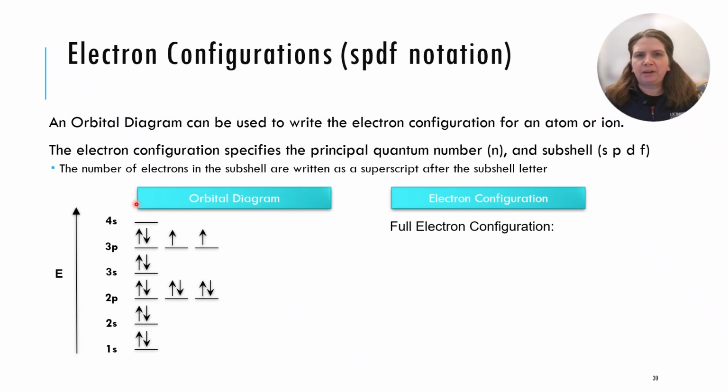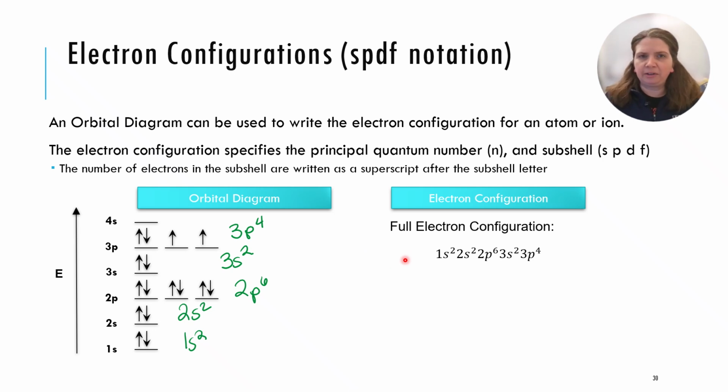Using our orbital box diagram, we can write the full electron configuration by listing each subshell and the number of electrons it contains. 1s2, 2s2, 2p6, 3s2, 3p4. This is called a full electron configuration because it includes every electron in the atom.